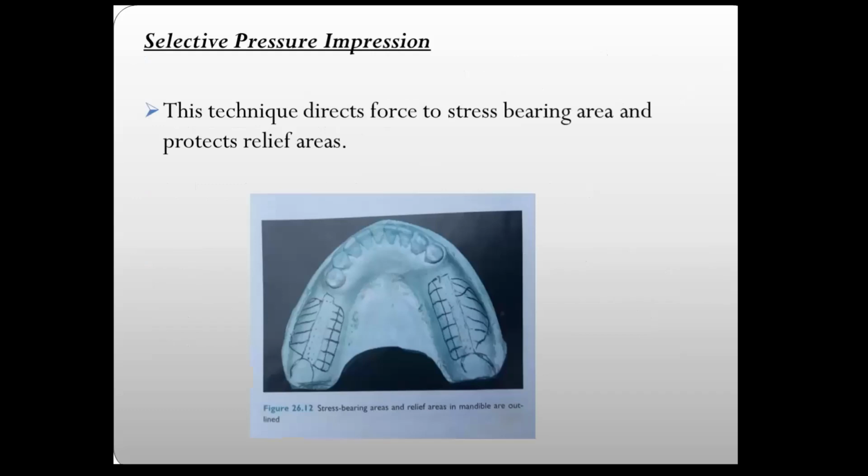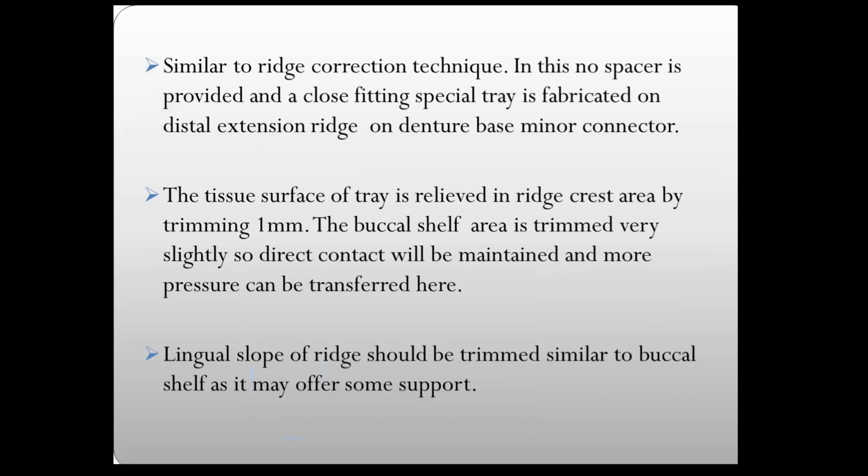Coming to the selective pressure technique, it's somewhat similar to the ridge correction with fluid wax. The correction methods are somewhat the same. In this also, we fabricate a special tray on the distal surface of the denture base minor connector, and we trim the buccal shelf area very slightly so that direct contact will be maintained and more pressure will be transferred here. The lingual slopes of the ridge are also trimmed, similar to the buccal shelf, so that it offers some support.